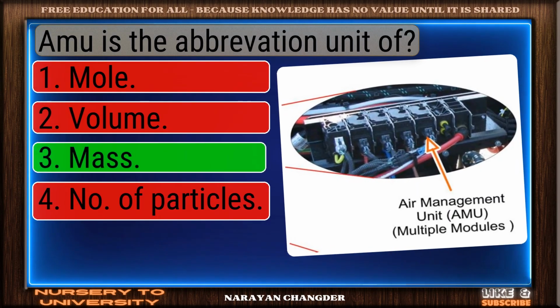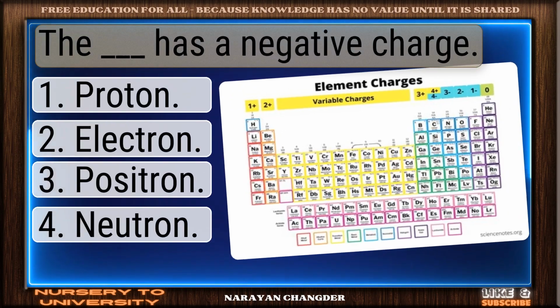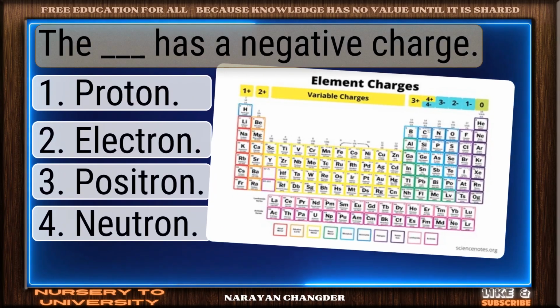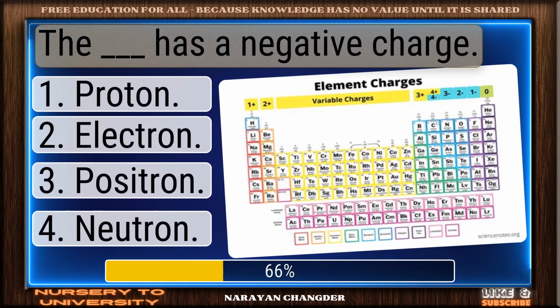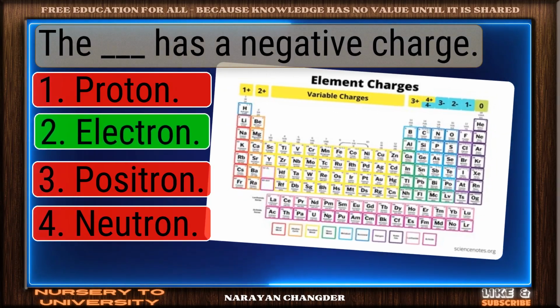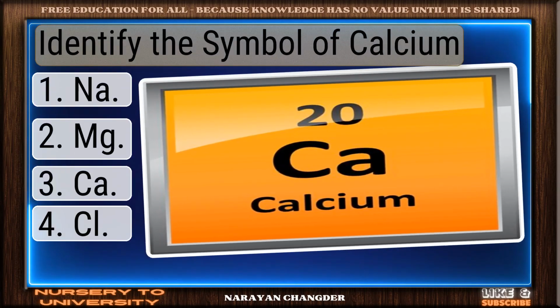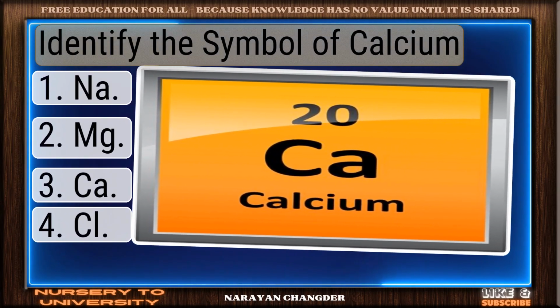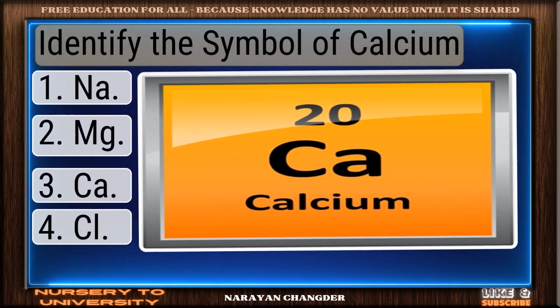Bravo. Mass is the answer. Question number 238. The dash has a negative charge. Nice selection. Electron is the correct and valid answer. Question number 239. Identify the symbol of calcium.